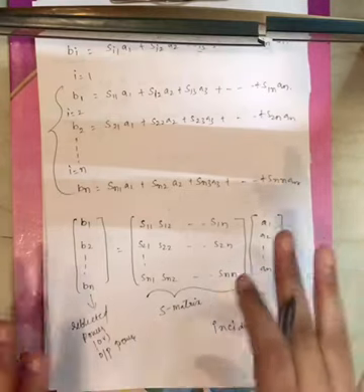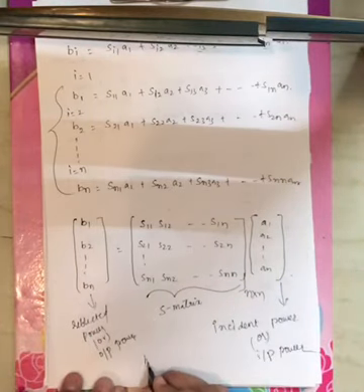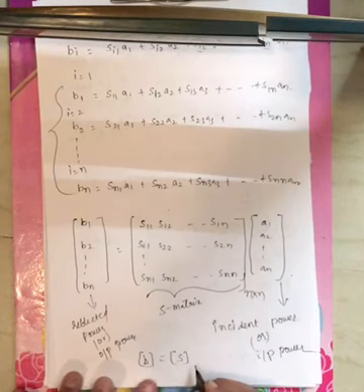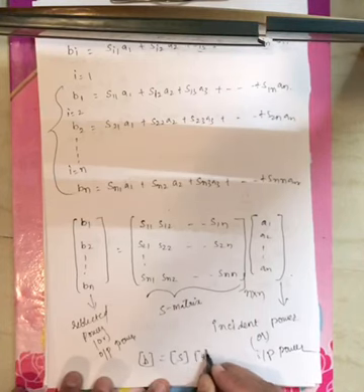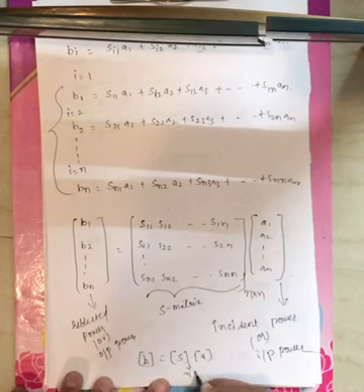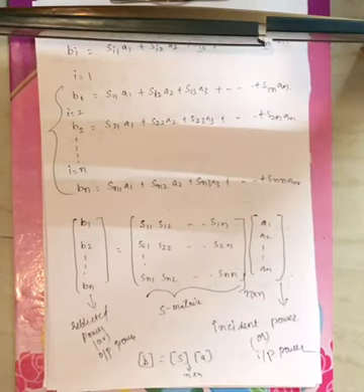Now this is about your scattering matrix. In short notation, we will represent it as the matrix B equals the matrix S times the matrix A. Now the order of S is N cross N, and S is a square matrix.